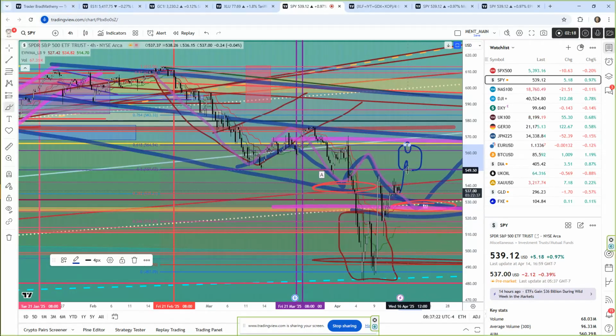So I think we're really going to try to move back up into that 547 to 555, 560 area before we're going to roll over into that May downtrend, into that end of April, early May downtrend.